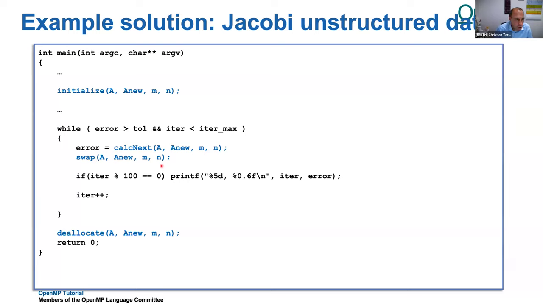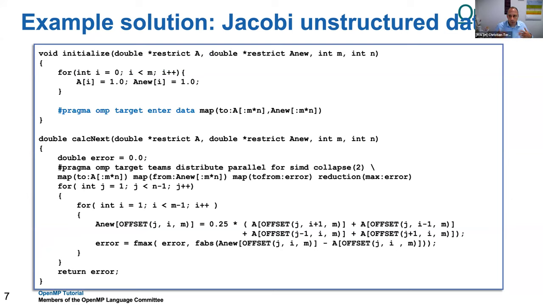What we can do is take a look at the main routine, for example, which calls routines like initialize, call next, swap, and deallocate. This is maybe a more structural pattern, considered good programming in general, to encapsulate functionality if we want that. And I think last time I motivated this with C and C++ routines.